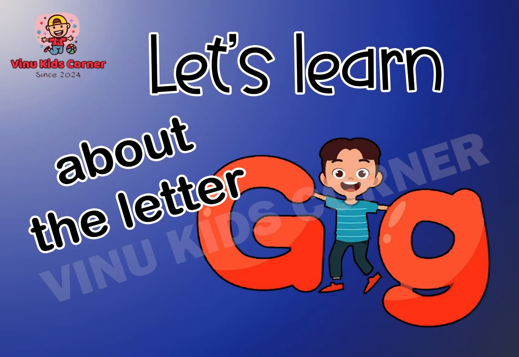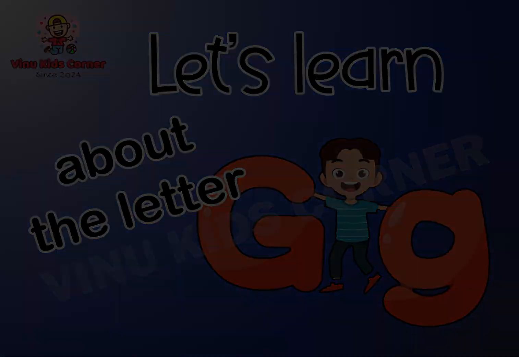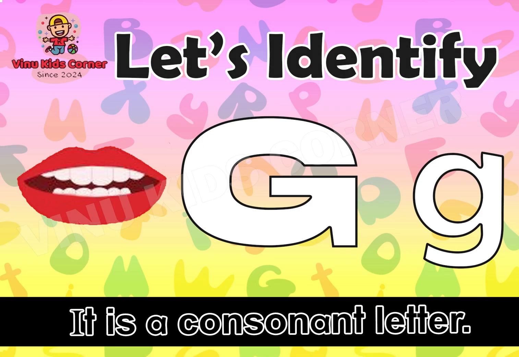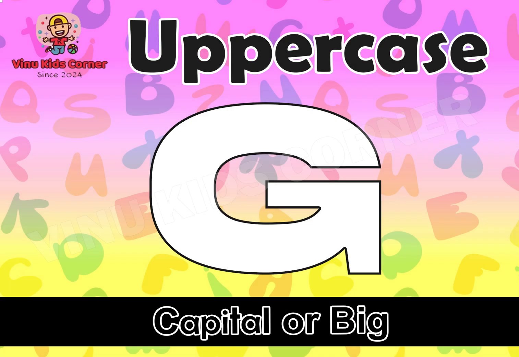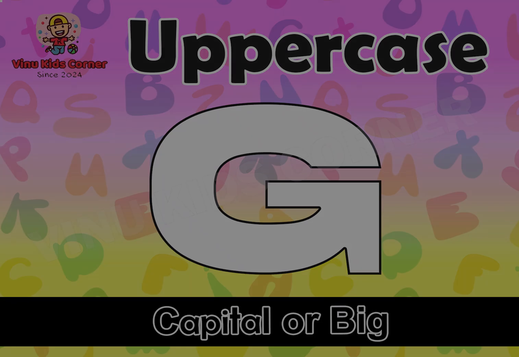Hi friends, let's learn about the letter G. G is the seventh letter in the English alphabet and it is classified as a consonant letter. Here is a letter G in uppercase. It is also known as a big or capital letter.